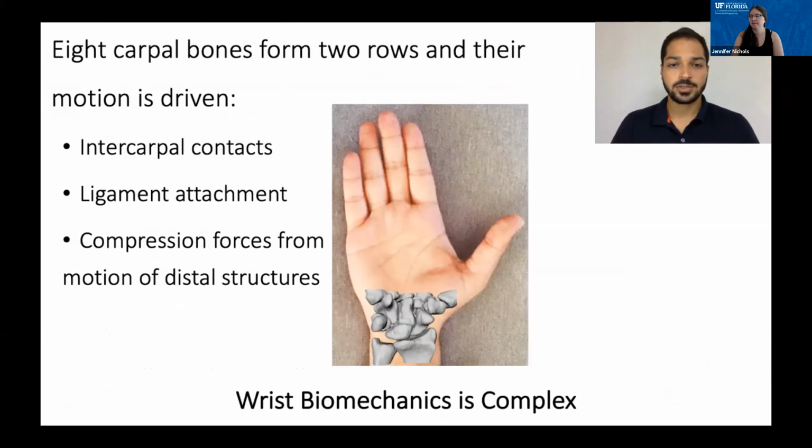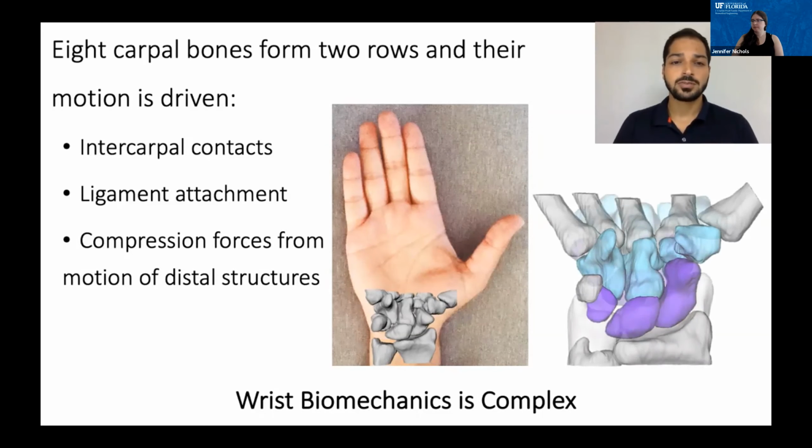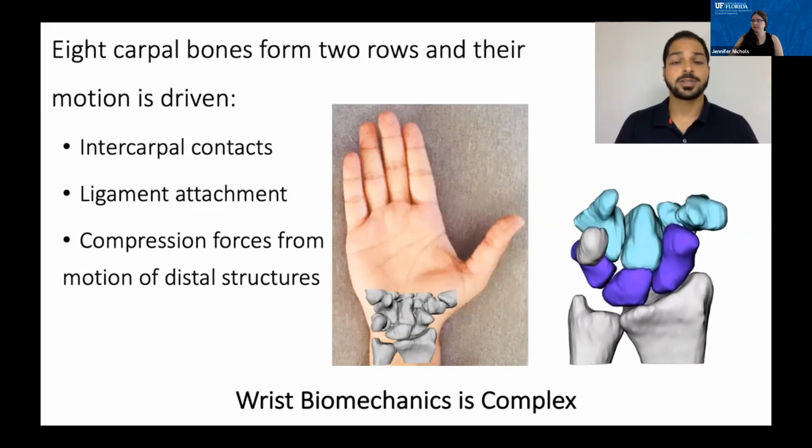First, let's look at the wrist joint. The wrist is composed of 8 small carpal bones, each of which moves in different motion patterns to facilitate efficient and stable positioning of the hand. Since there isn't any muscular attachment to the carpal bones, their motion is driven by the ligamentous attachment and the compression forces from the distal structure, or the metacarpal bones.